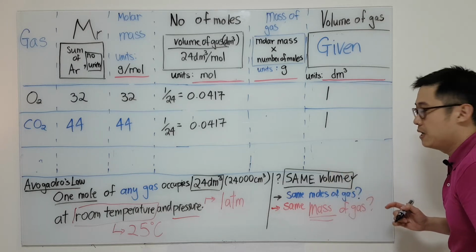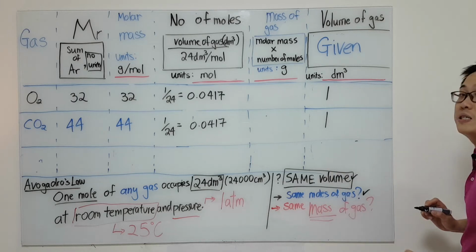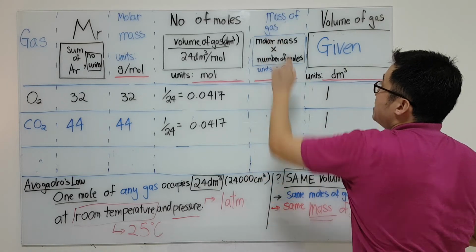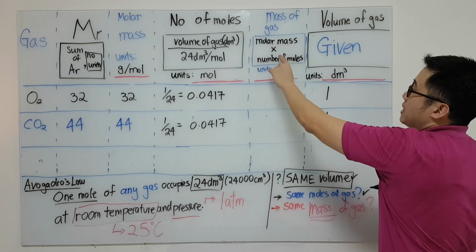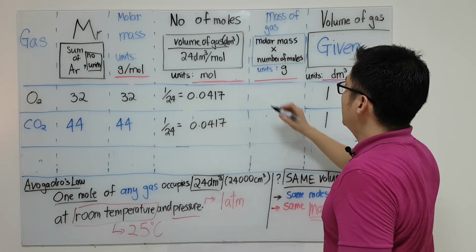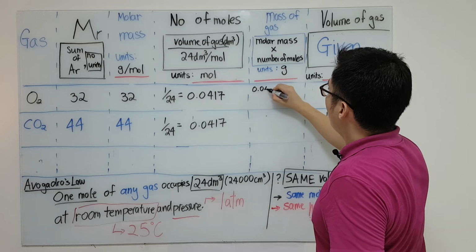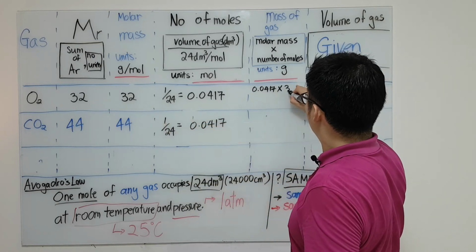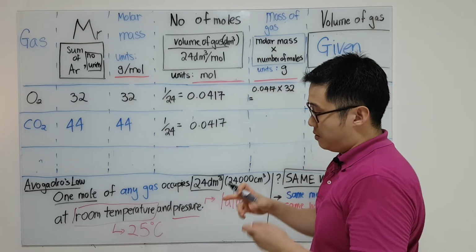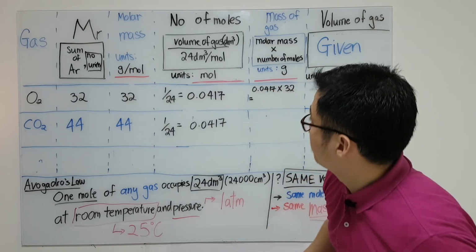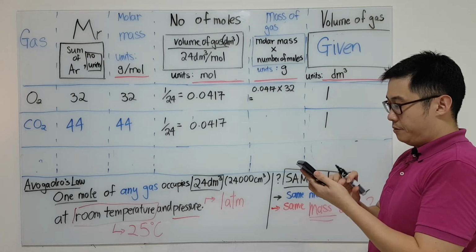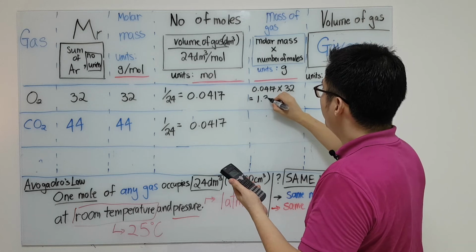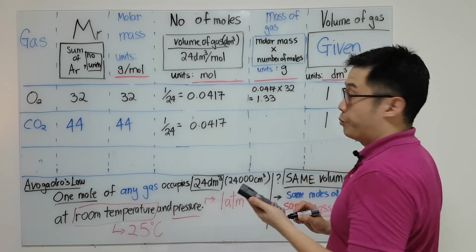As you can see, I have already answered my first question, which means, students, if I have the same volume of gas, I would have the same moles of gas. But would they have the same mass? Now, the mass of gas is found by taking the molar mass times the number of moles. So in this case, it would be 0.0417 times the molar mass, which is your 32. Leaving my answer in 3 significant figures, I will get 1.33, and the unit is grams.